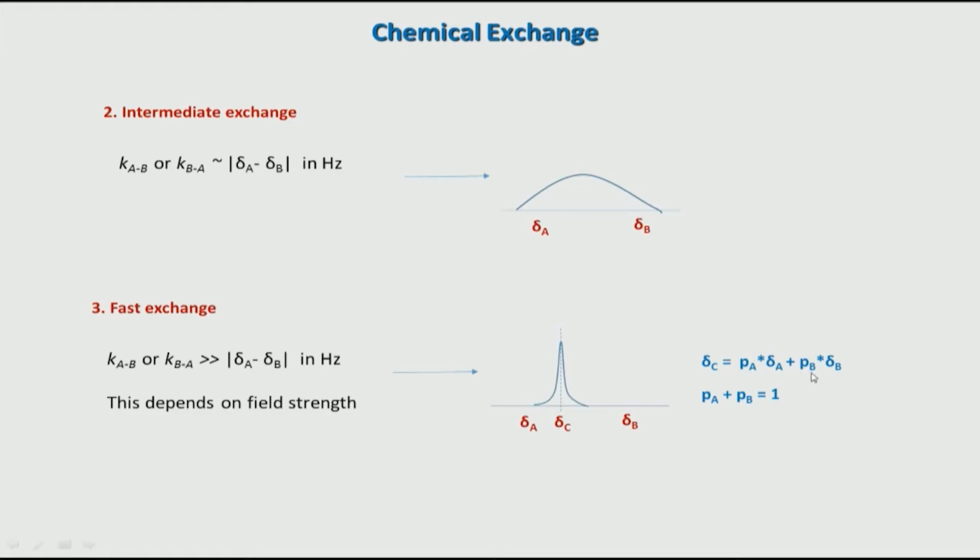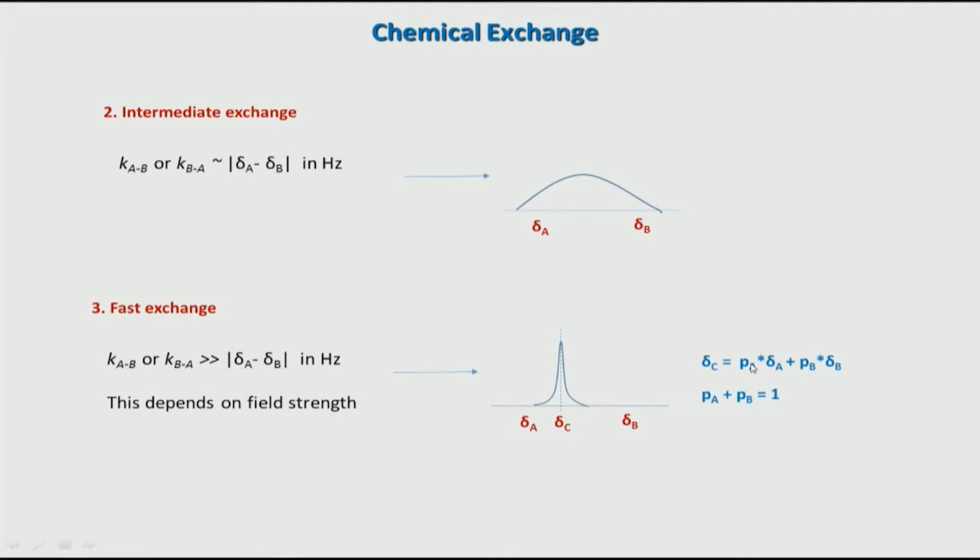Suppose P A and P B are equal, that is 0.5 and 0.5. In such a scenario, your delta C, the peak, will be right at the center of these two, because it will be half into delta A plus half into delta B. So, half of these two values: delta A plus delta B divided by 2.